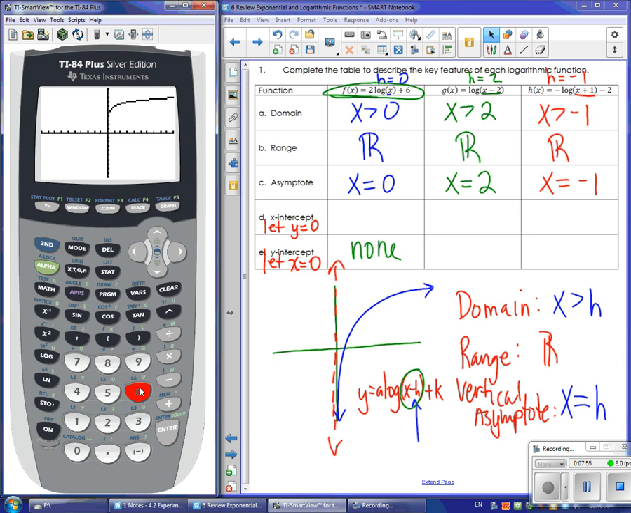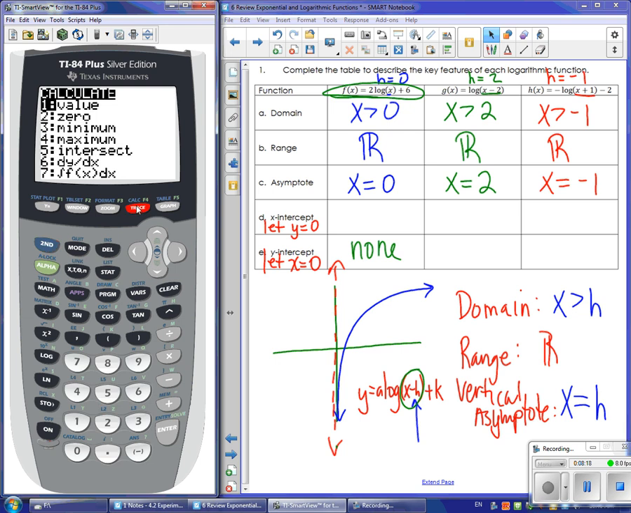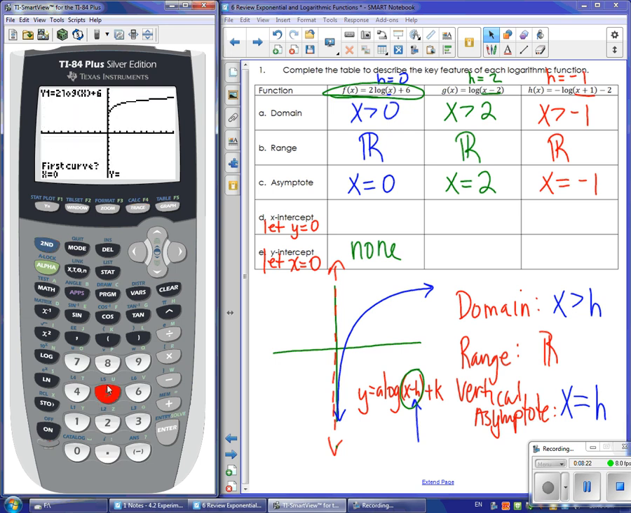If I want to see where it touches the x-axis or find the x-intercept, I have to go in and let y equal 0. So I'm going to suggest putting in another equation where y equals 0. Go back to your graph. Now you're not going to be able to see the line y equals 0 because it's going to be on top of the x-axis. So you're just going to have to trust me that it's there. To find the point of intersection now, if I go to second trace, I can now use the intersection option and find the intersection between those two curves.